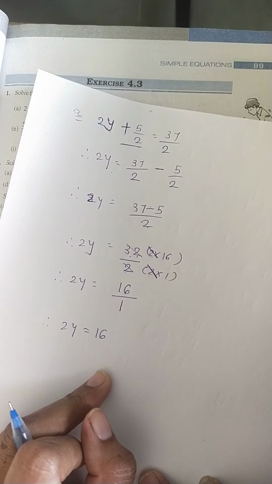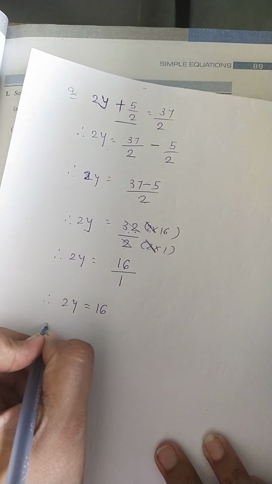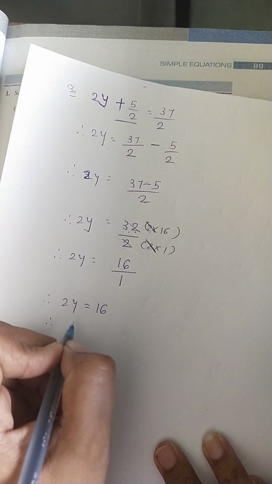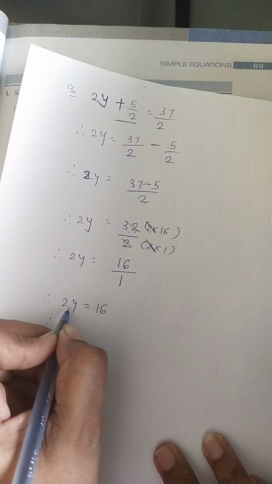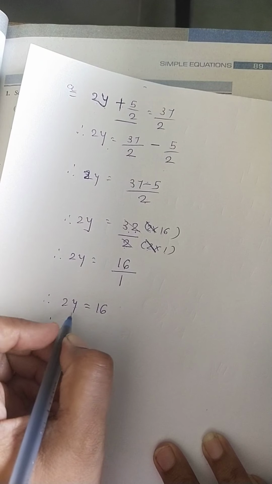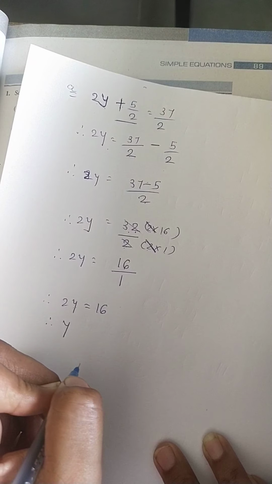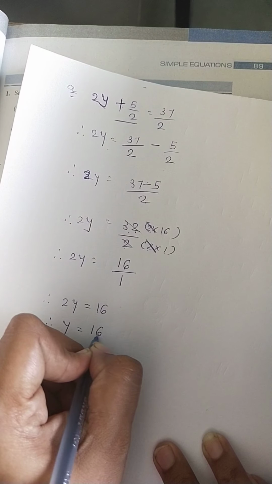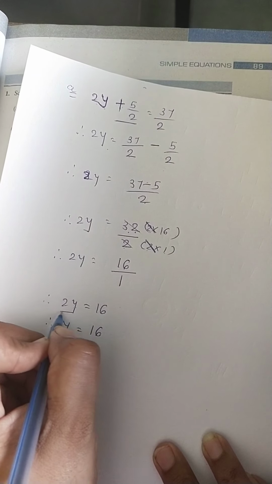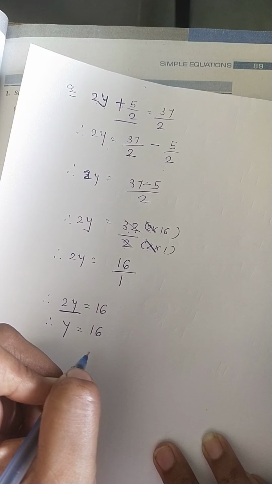Understood till here? Okay. After that again 2 and y. Y is not separated. Here again the constant is with the variable, so we have to separate again. y is equal to 16 as it is. Now see what the relation between the 2 and y is.